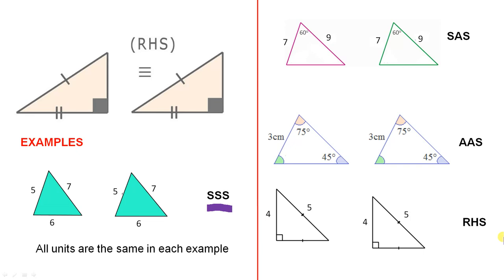So this video has introduced the idea of congruence tests, and we've seen 4 basic tests which give us the reasons why 2 triangles are congruent to each other. Congruent means exactly the same in all respects.